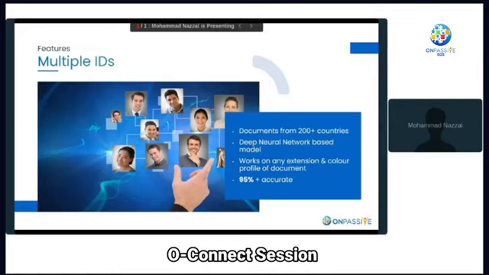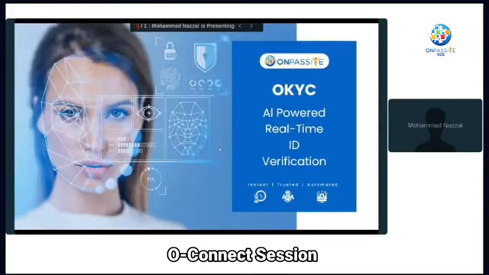The solution is O-KYC. The OnPassive KYC software is a complete AI-powered, real-time ID verification. This is the system that we worked on quietly behind the scenes for a while, and we decided to create our own because we shopped for solutions. It's going to bankrupt us. Not only that, it's going to be complicated.